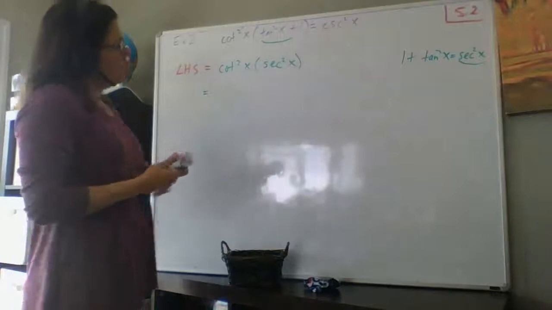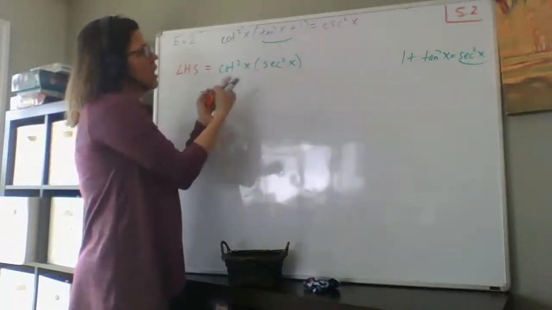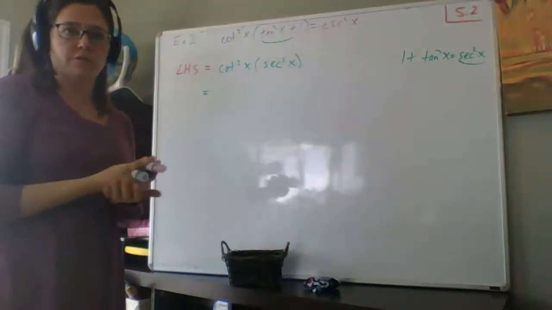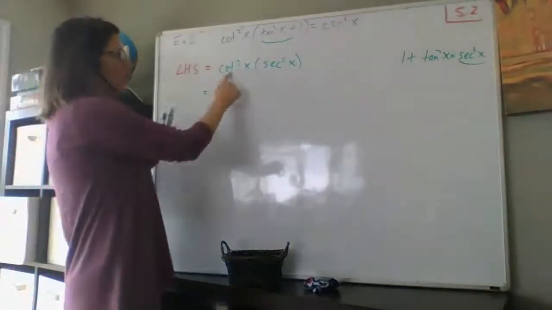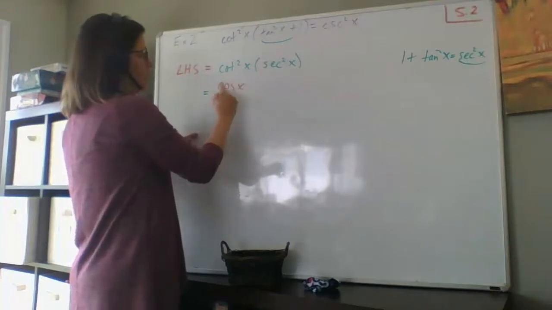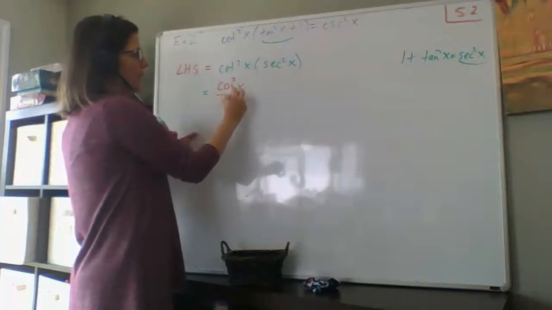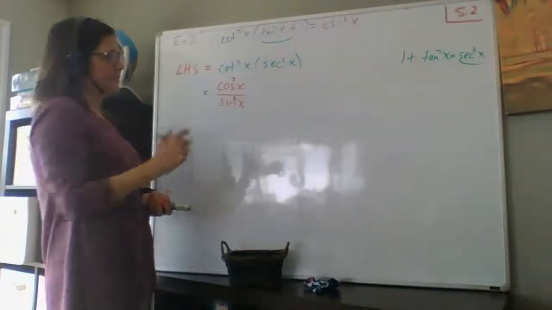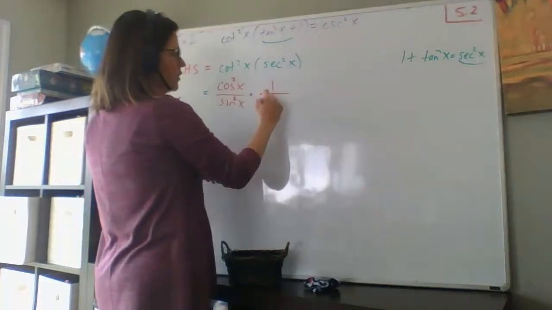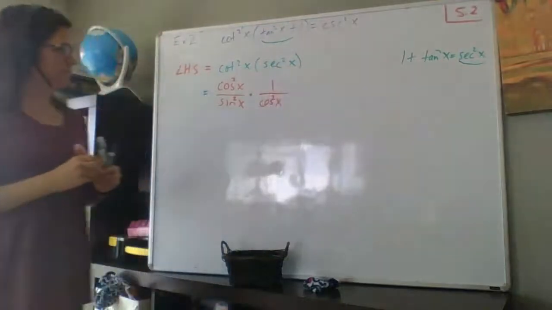Because they're both single expressions here, let's go ahead now and turn everything in terms of sines and cosines. So cotangent can be written as cosine x over sine x, but because the cotangent is squared, both the cosine and the sine will be squared. And then this is multiplication still, and secant can be written as 1 over cosine x, but because the secant is squared, the cosine will be squared.